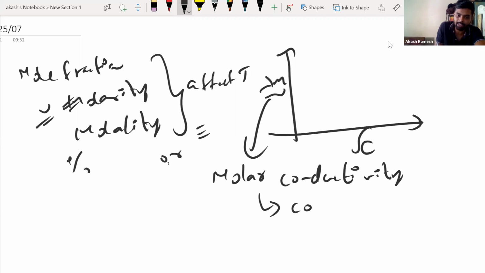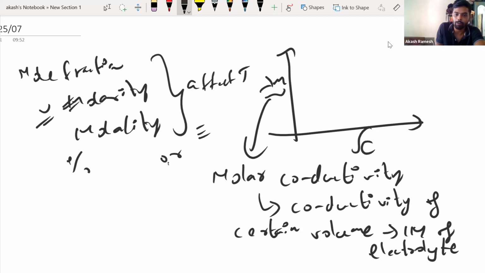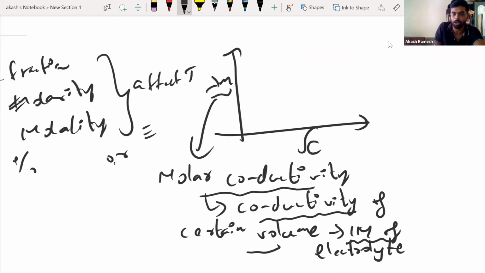How do I define it? It is the conductivity value of a certain volume, right? Whatever be the volume, I don't care, but that particular volume should contain 1 M of the electrolyte. So if I have 1 M of an electrolyte of a certain volume, whatever is the conductivity value of that is my molar conductivity. That is how we define it.